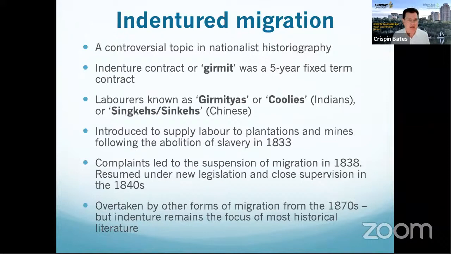Although it practically did not end until 1925, I think it was 1924, when the last ship of indentured migrants left India. But effectively it did end with the outbreak of the First World War. The indenture contract, or girmit, was a fixed-term contract, sometimes five years, more often three.